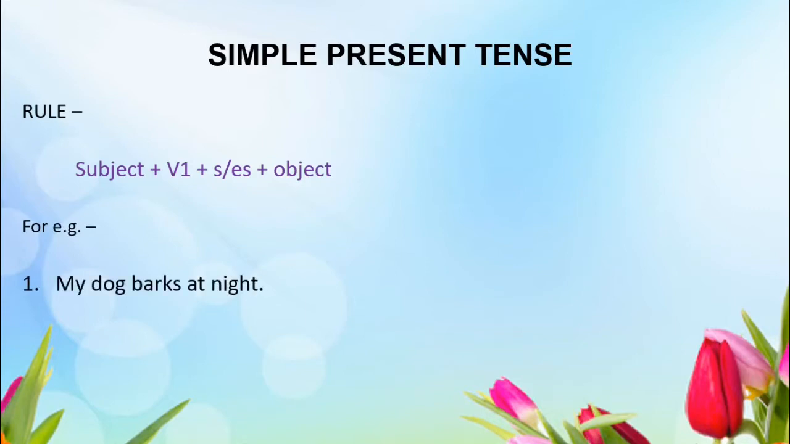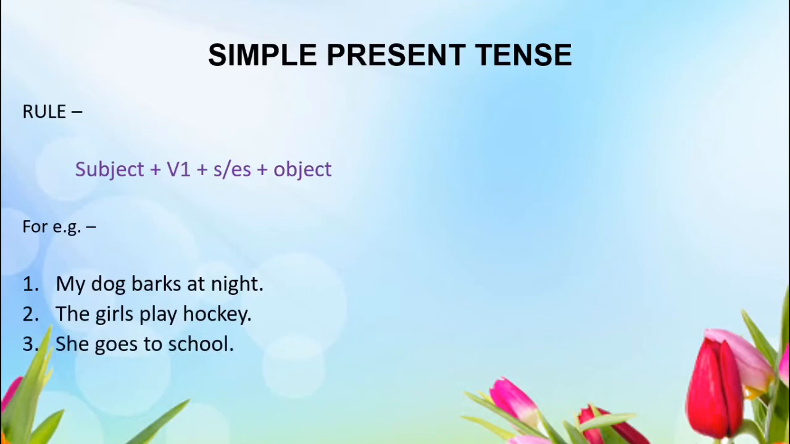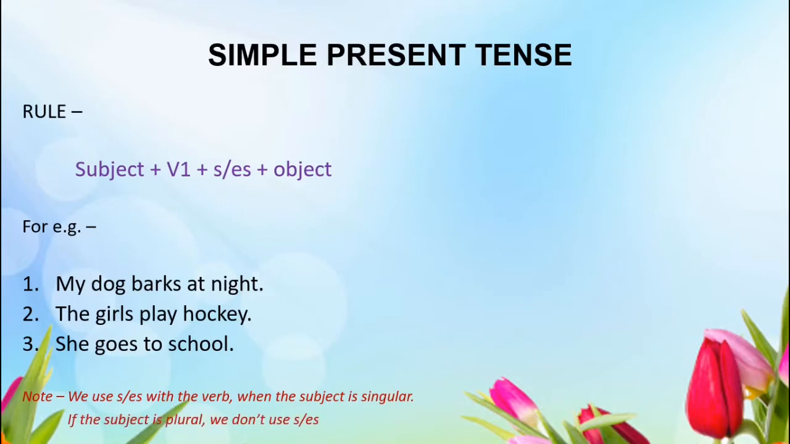My dog barks at night. The girl plays hockey. She goes to school. Here it is important to note that we always use s or es with the verb when the subject is singular. Whenever it is plural, we do not use the s or es.